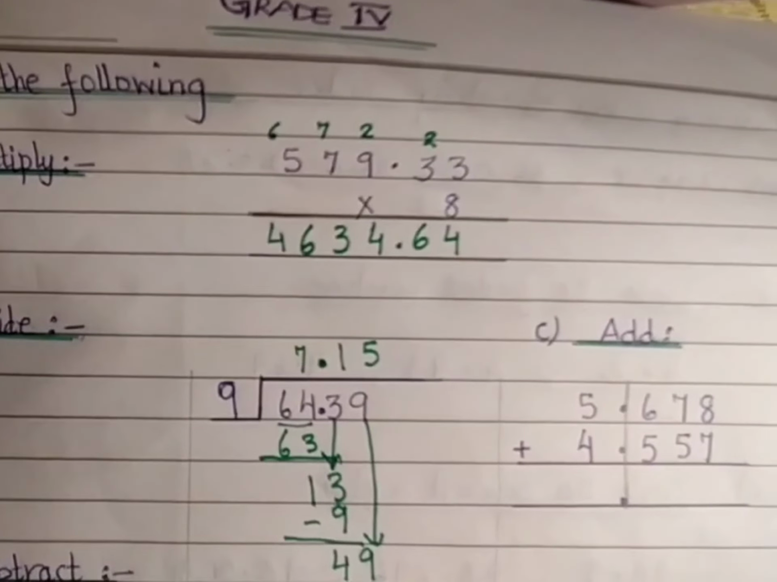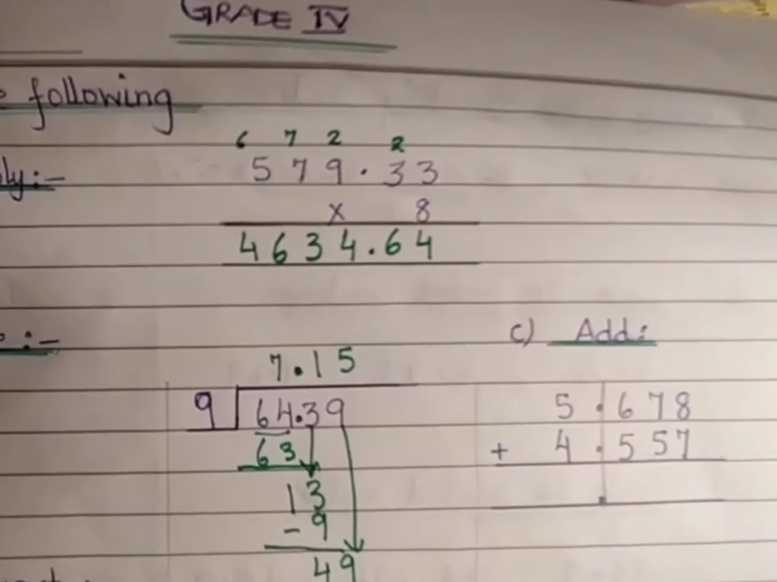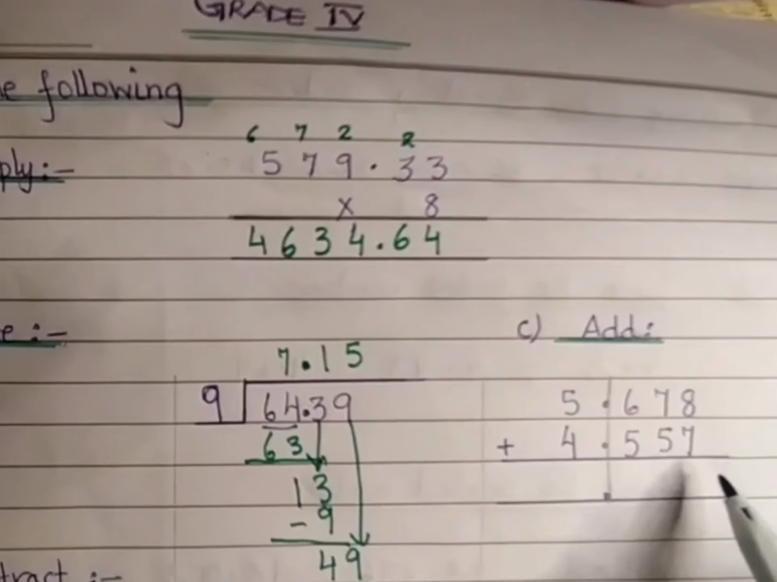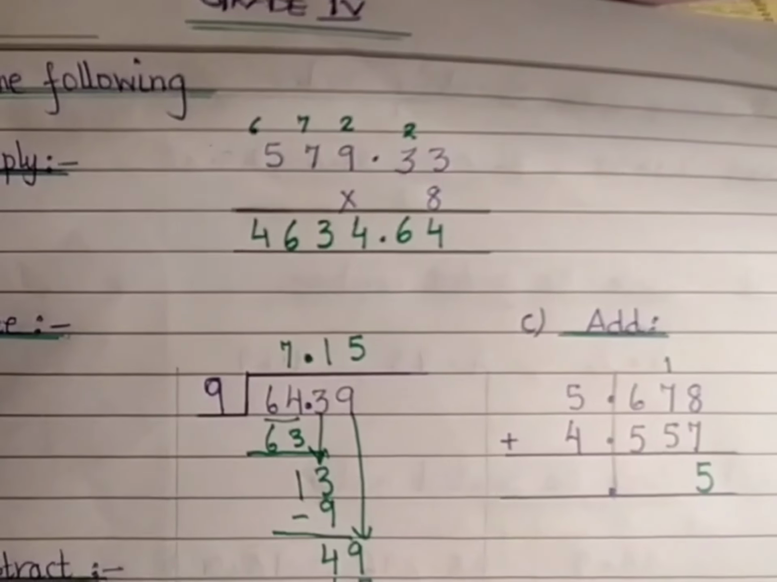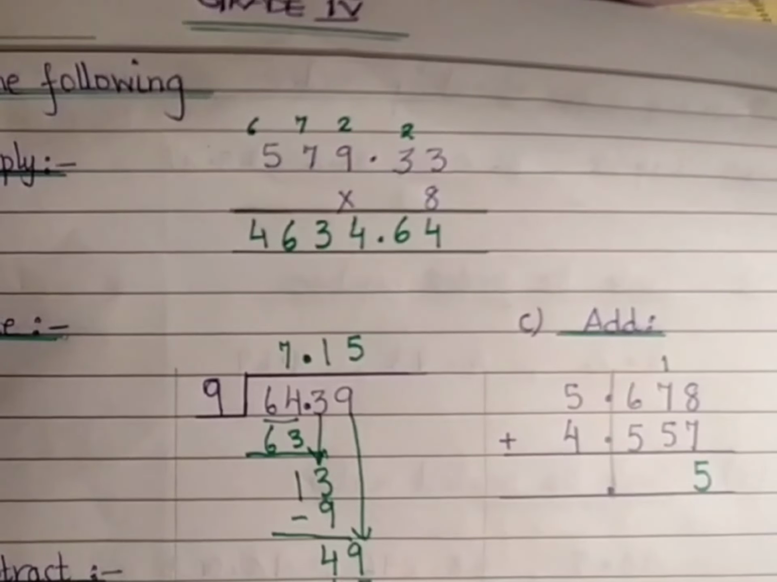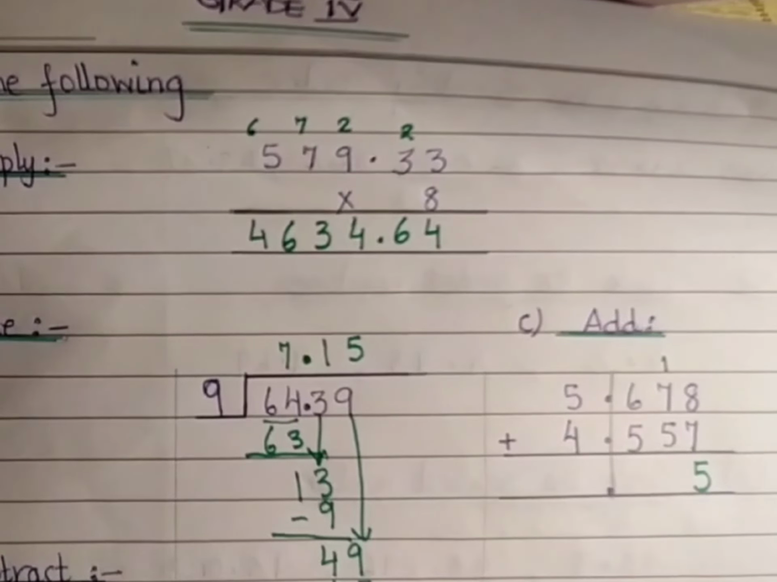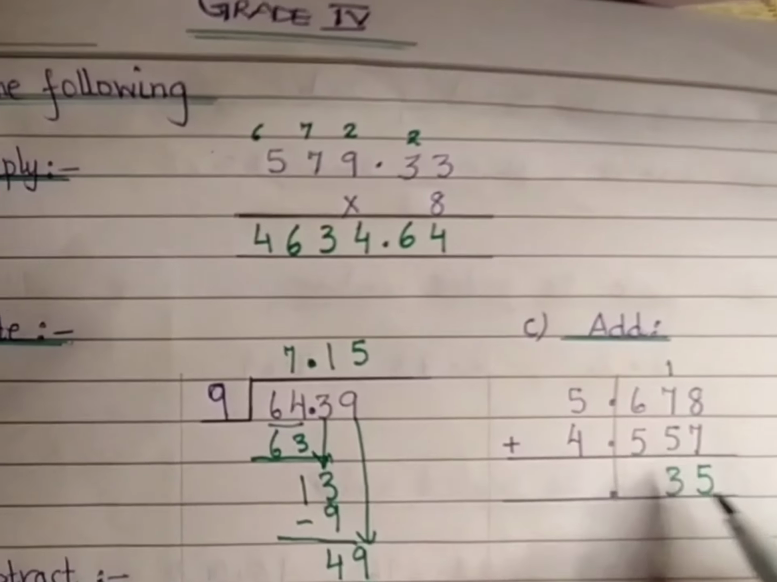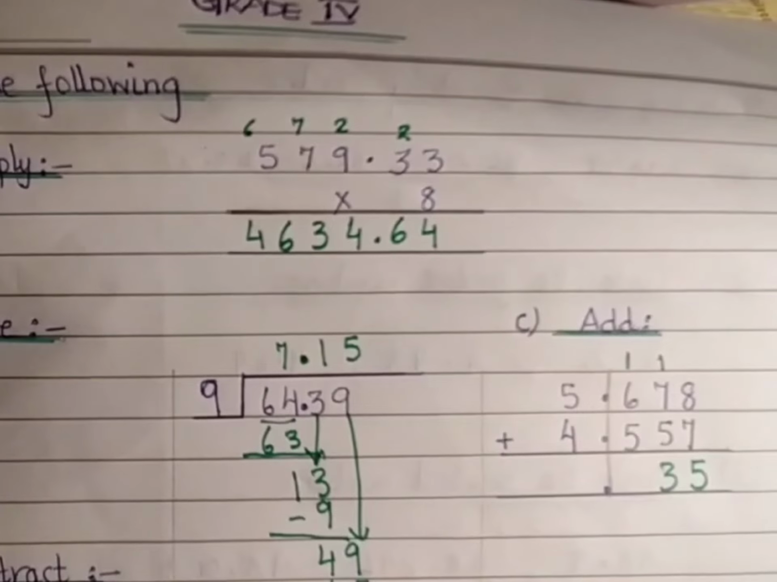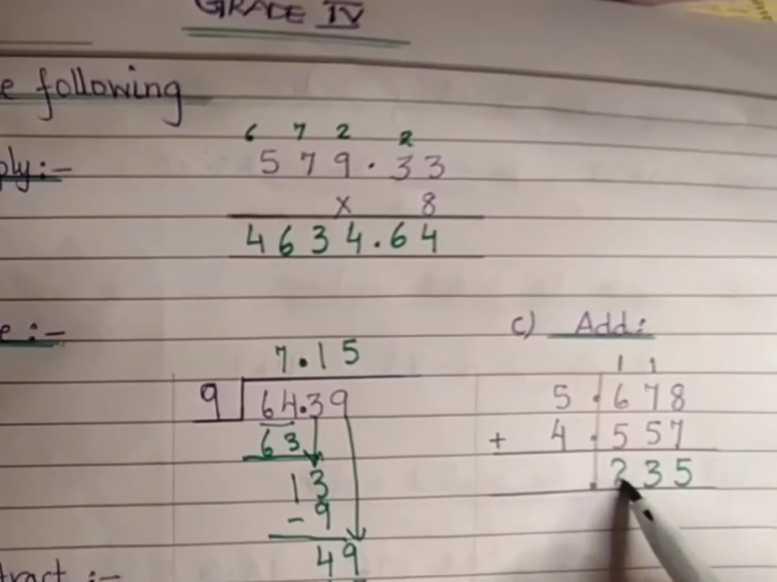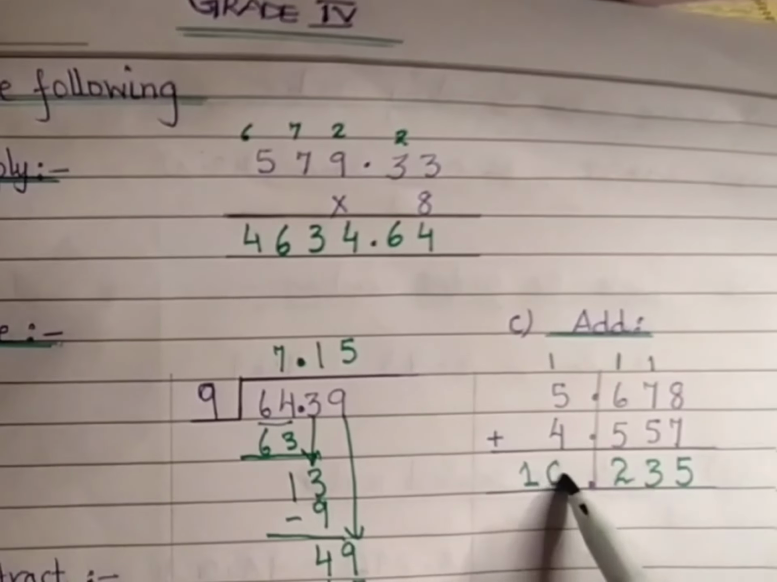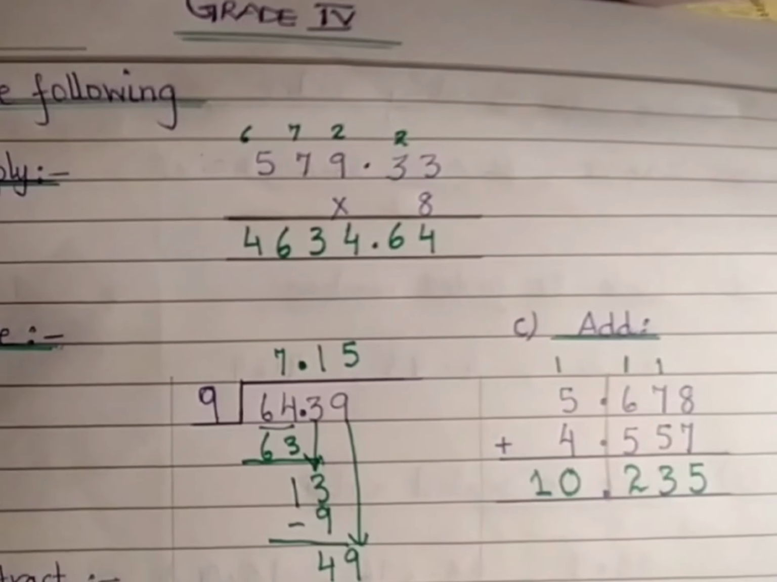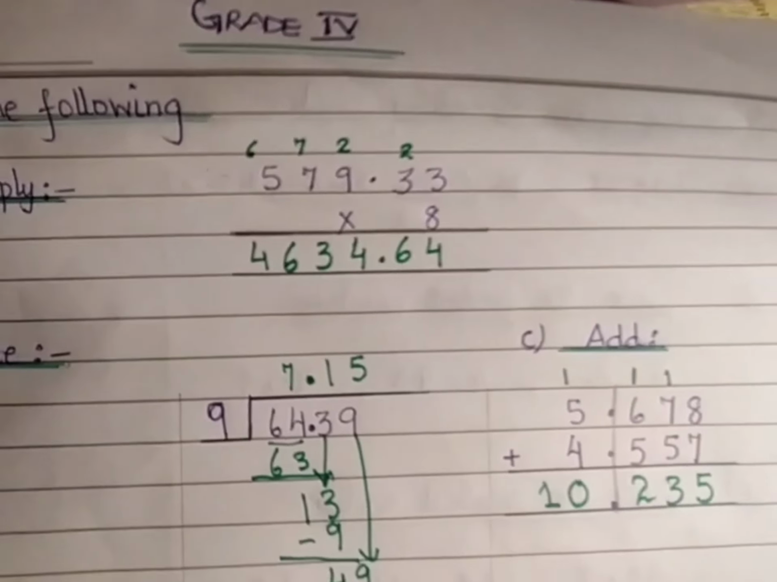Let's move on to the next question, addition of decimals. 8 plus 7 is 15. 1 moves up. And 7 plus 1 is 8. 8 plus 5, 9, 10, 11, 12, 13. 13. 1 goes up here. 6 plus 5, 11. 11 plus 1 is 12. 1 moves up here. 5 plus 4, 9. And 9 plus 1 is 10. 10.234 is your answer. Moving up to the next question now.